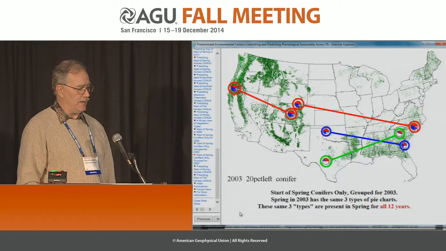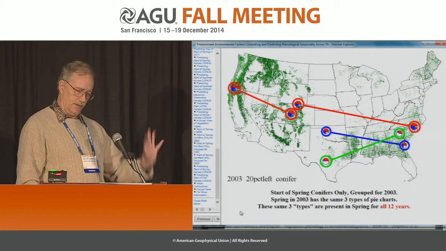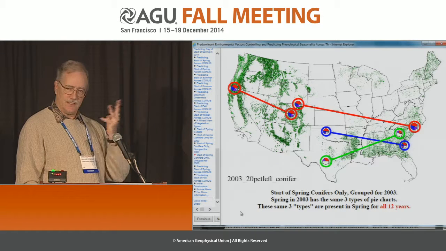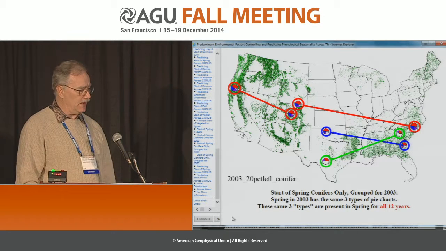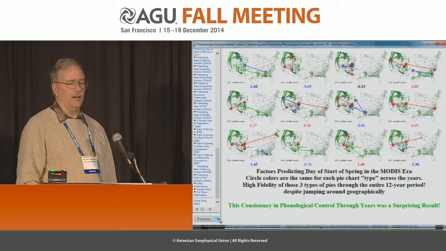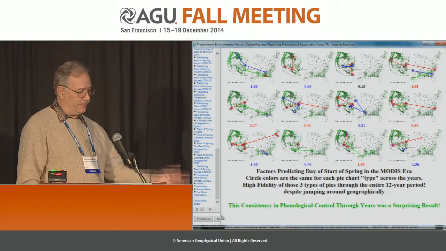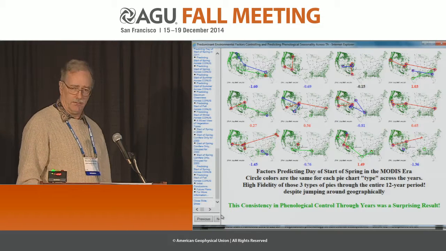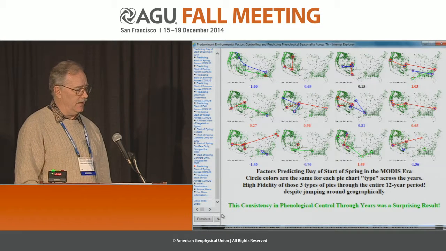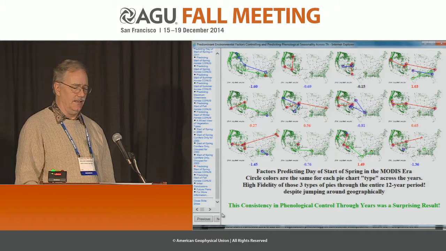The colors I've used to manually link these are just random, but I keep them the same across the types. Here's the same map of conifers in the spring for 2003, and although they're jumping around geographically, you can see it's still the 3 same kinds of pies. And in fact, if we look at all the years for conifer for spring, you see that these 3 types are the only ones we ever see across all 12 years. I find that this high fidelity of these 3 types is quite an interesting result, and I'm surprised by this consistency that appears in the phenological control through these years.